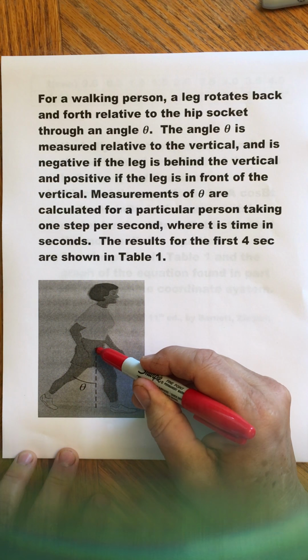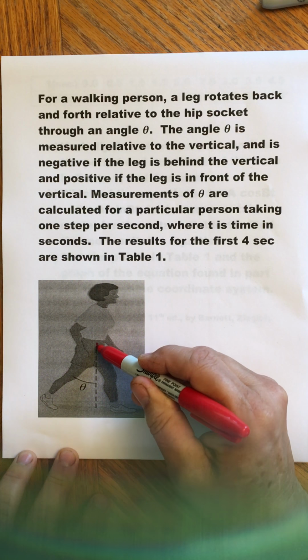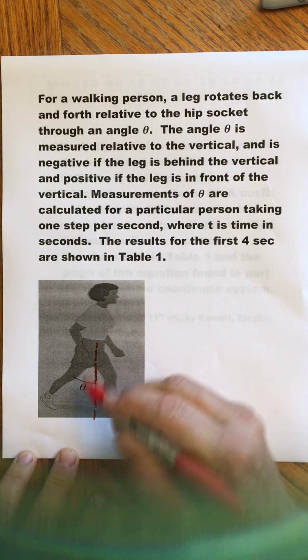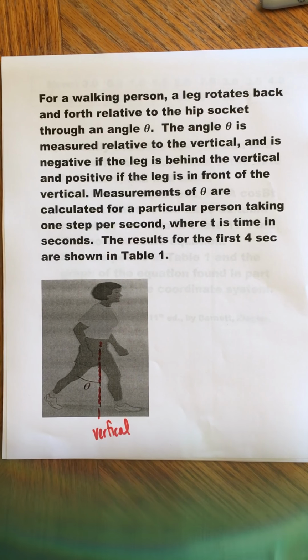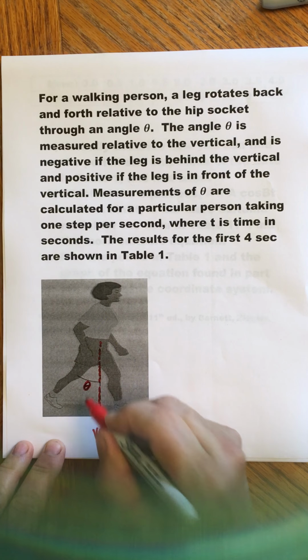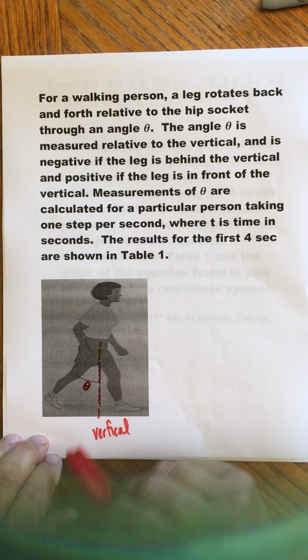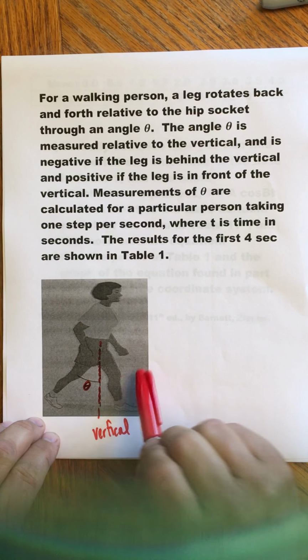So here's what they're talking about. They're saying this is the vertical right here, and they're looking at this angle theta right there. So if it's behind the vertical, it's negative. If it's in front, it's positive.